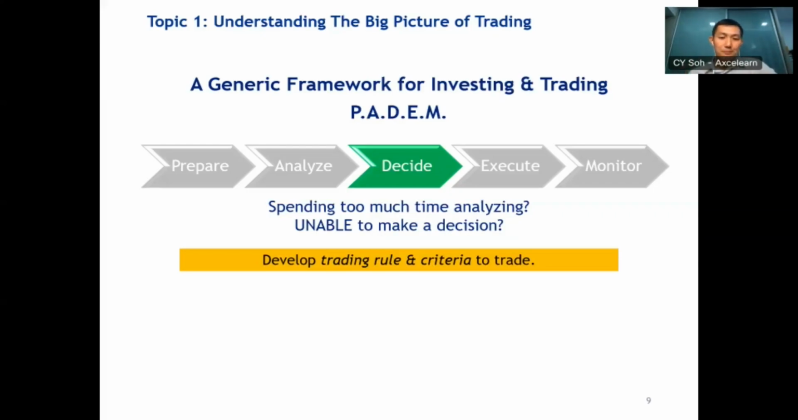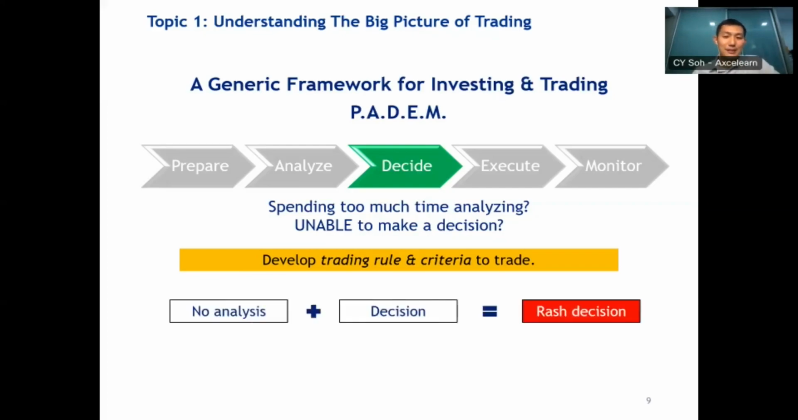And generally, there are 3 outcomes when it comes to the decision stage. The first outcome is that if you don't do any analysis and trade the market, it is a rash decision. You just jump straight into the pool without knowing how deep the water is. So it's a very risky thing.